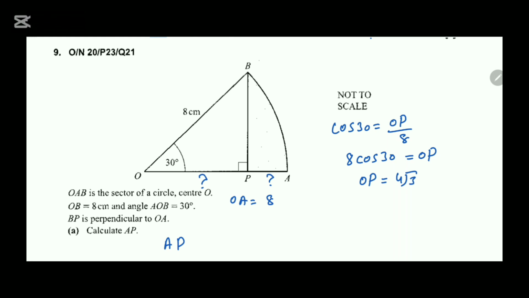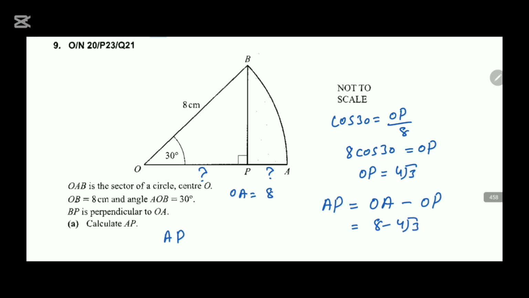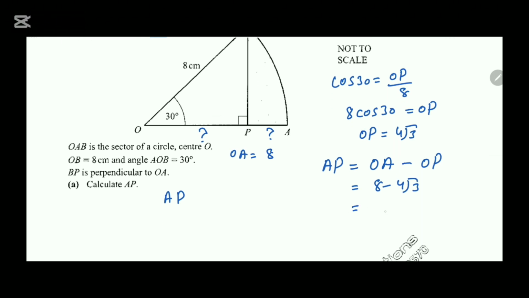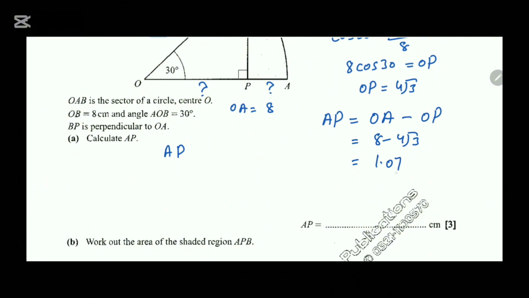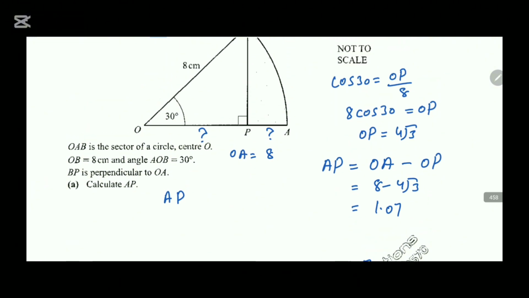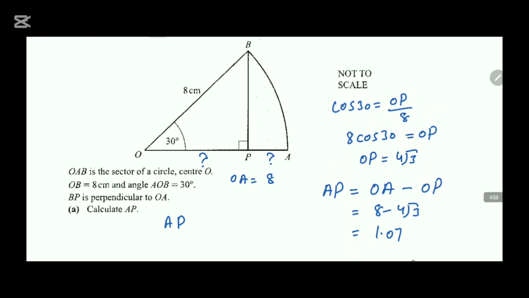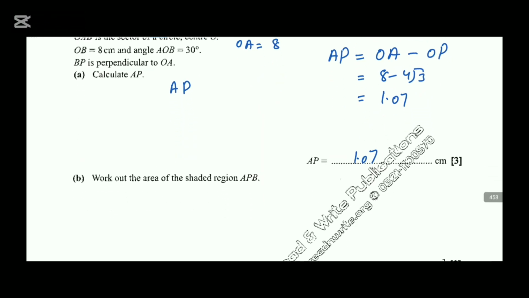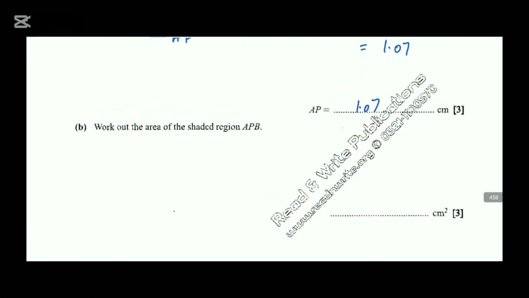You can also find the answer in decimal. Now AP is equal to OA minus OP, that is 8 minus 4 under root 3. So you will get the answer 1.07. So here also trigonometry is used. Many questions of the mensuration topic use trigonometry. Okay. So now what we have to do, work out the area of the shaded region. Next part, the shaded region APB.